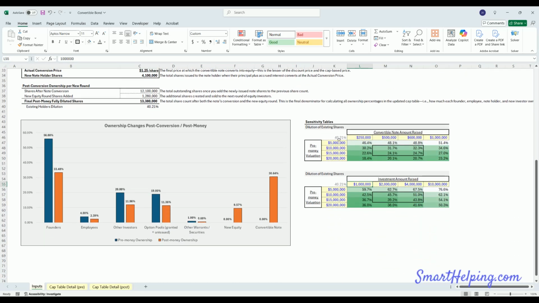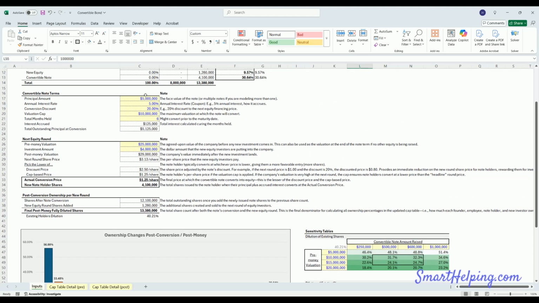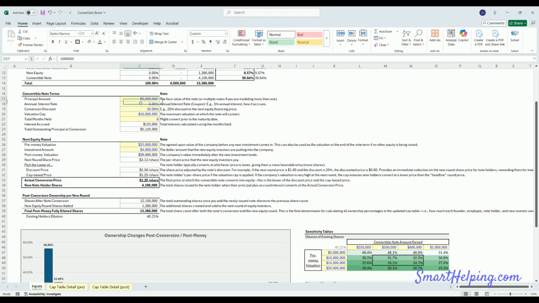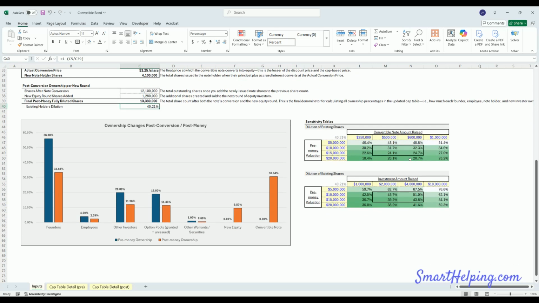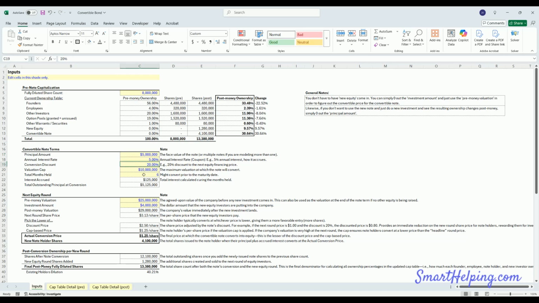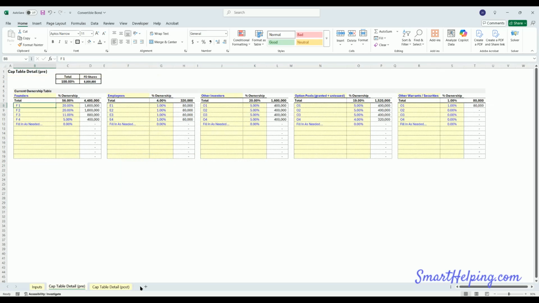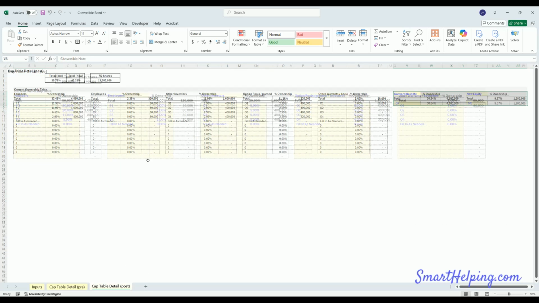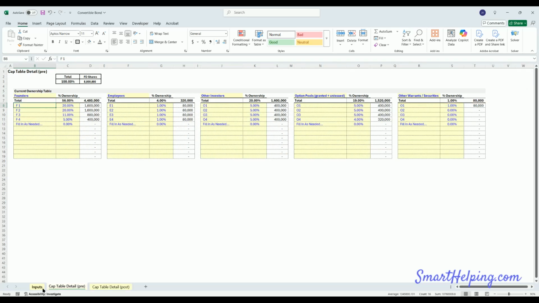I thought the sensitivity tables made a whole lot of sense. Instead of having to go here and continue to adjust these one by one and see what the dilution factor is, you can just see it here. Now, obviously, you will have to adjust these numbers if you want to see in detail what the dilution is of each in the new ownership structure, of each investor and stakeholder.